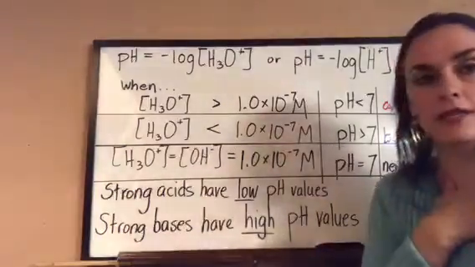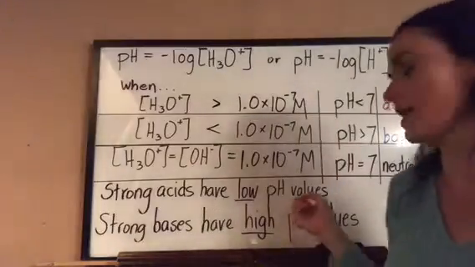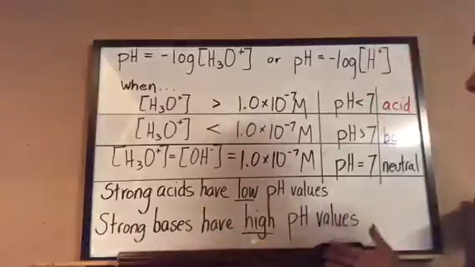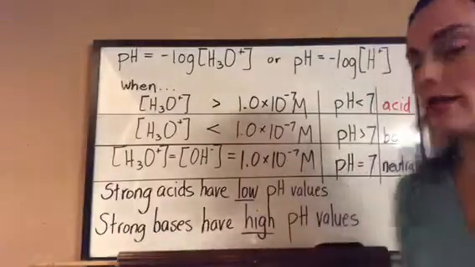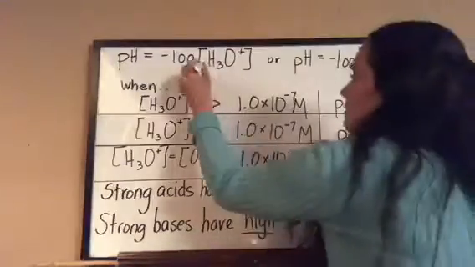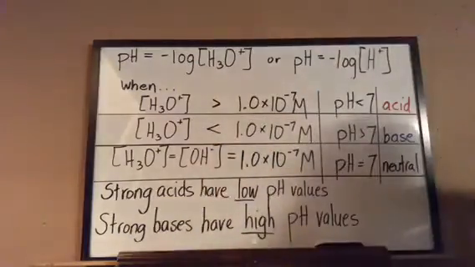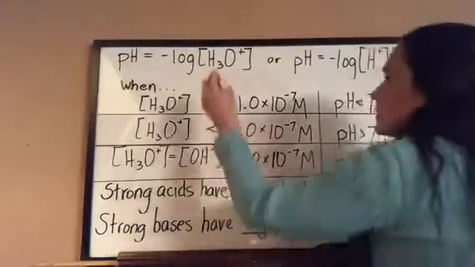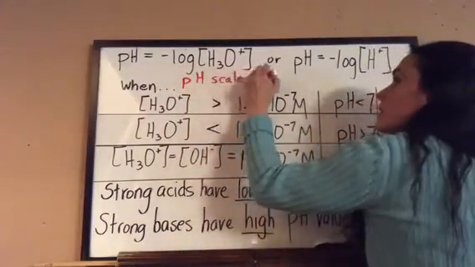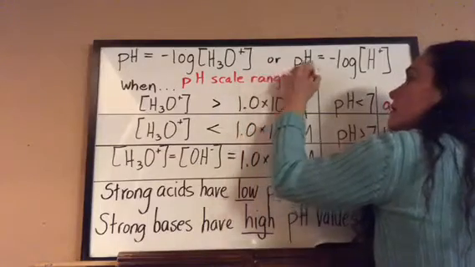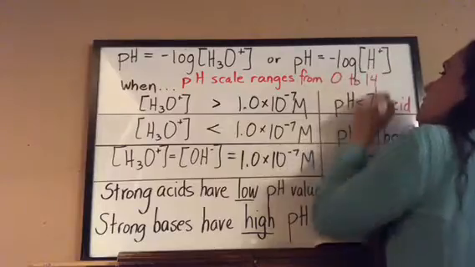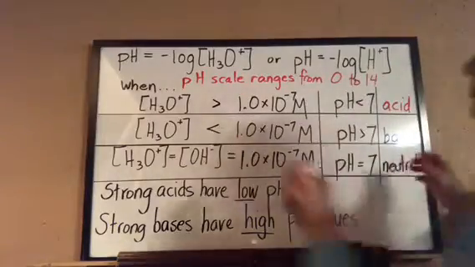We want to keep in mind that solutions that are strong acids have very low pH values, and strong bases have high pH values. Now, how high and how low do we go? The pH scale goes from 0 to 14, with 7 being neutral.